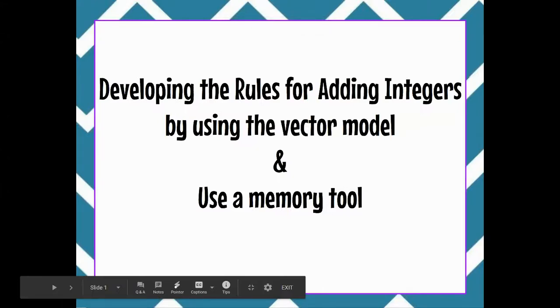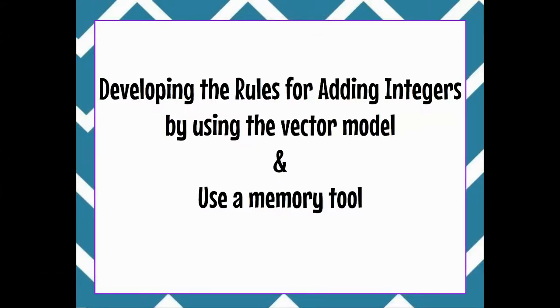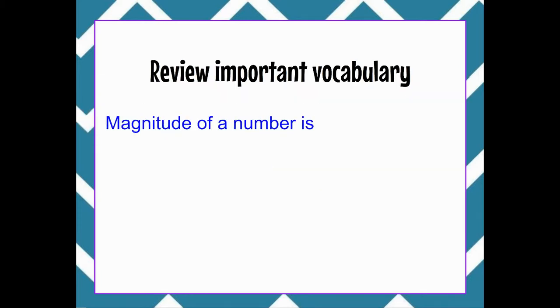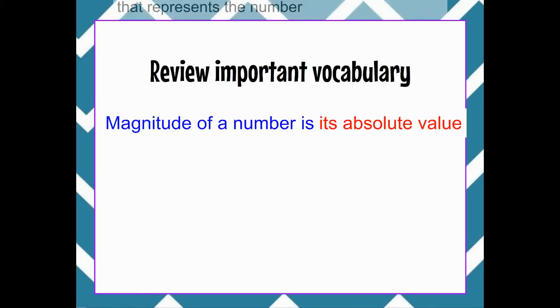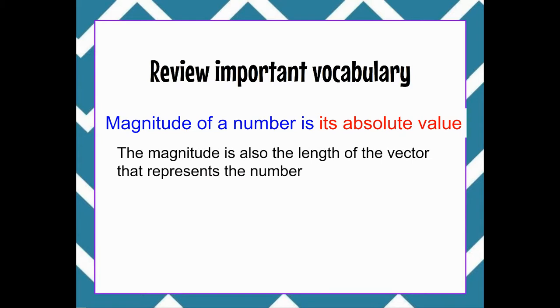We're going to develop the rules for adding integers by using the vector model, and we're going to explore using a memory tool to help us remember these rules. The magnitude of a number is its absolute value. The magnitude also tells us the length of the vector that represents this number.